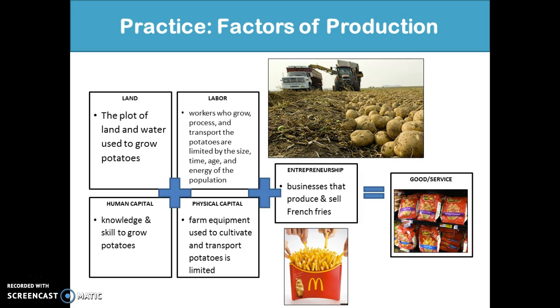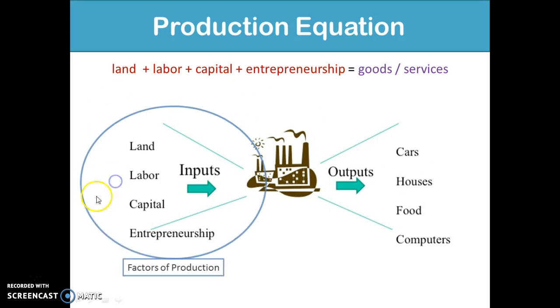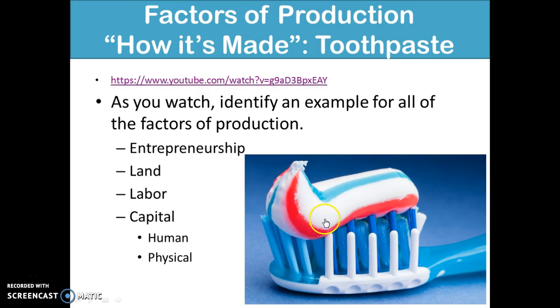So again, another way to look at this production equation would be like this, where we have all of these factors of production, all of these inputs. We put them into a factory, and it creates all of these things that we want, that we desire. And so this is the production equation. We did one more example in class. We went to this link, How It's Made on YouTube. We watched a clip about toothpaste and identified all of the factors of production. And if you do that now, you can pause this video and then we'll look at the answers together.